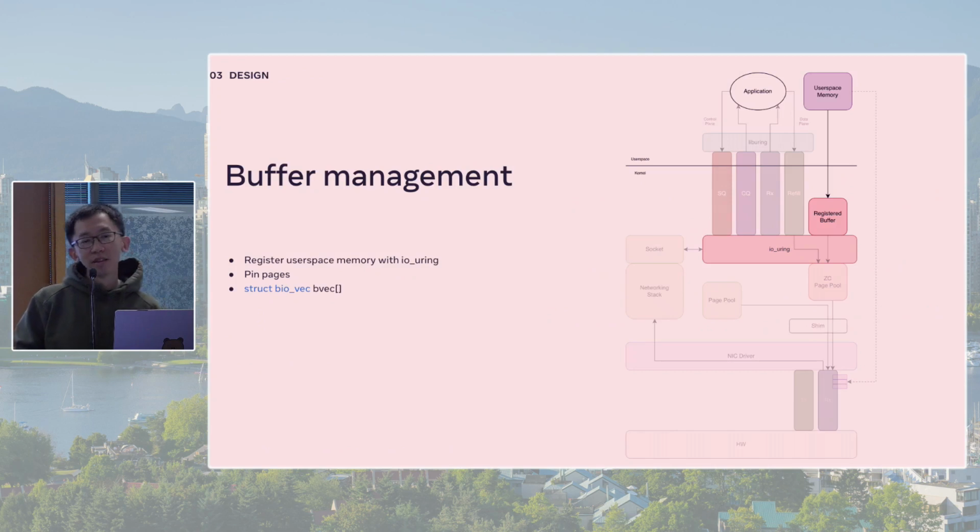All right. So next we'll talk about the design of our proposal. The first step is we need to register the user space memory with the kernel. We do this with io_uring, which already provides this functionality. It's called registered buffers. Essentially, it takes some user space memory, pins it, and then chunks it up into pages. What we end up with is an array of struct bio_vec in io_uring.